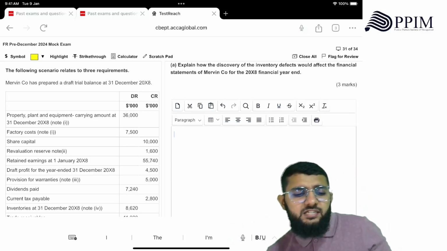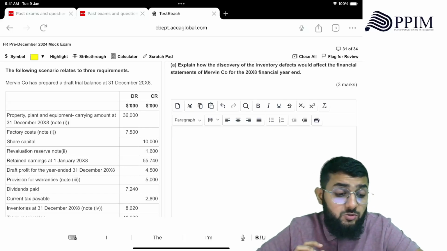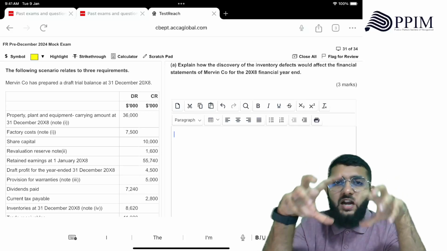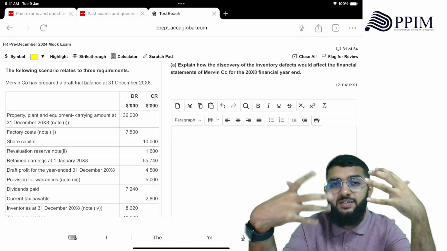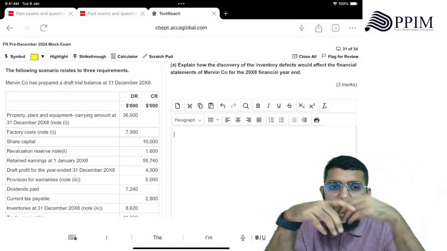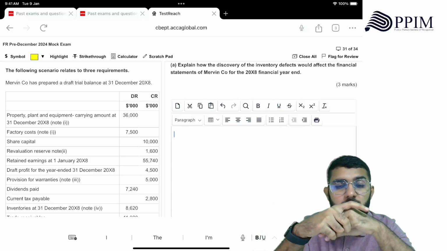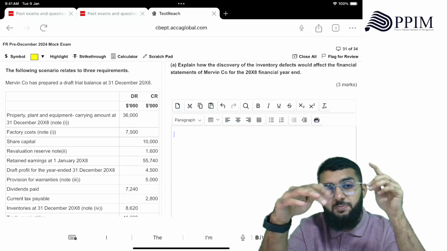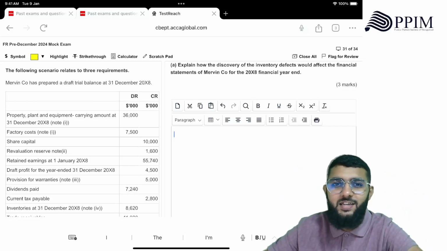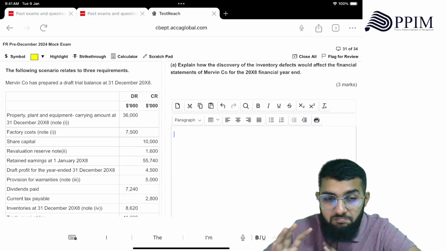Requirement A says explain how the discovery of the inventory defects would affect the financial statements. Okay, remember section C questions. As we've already done in revisions, one question is going to focus on the financial statements, either the single entity or group financial statements, and the second question is going to focus on interpretation. Interpretation also could be for group, single entity, or cash flow statement. Be prepared.